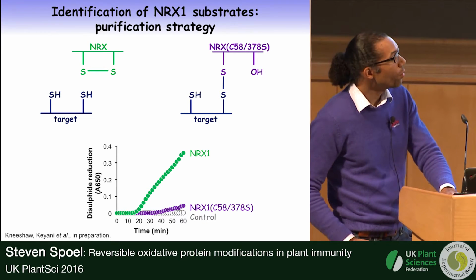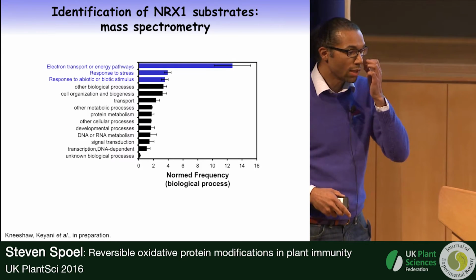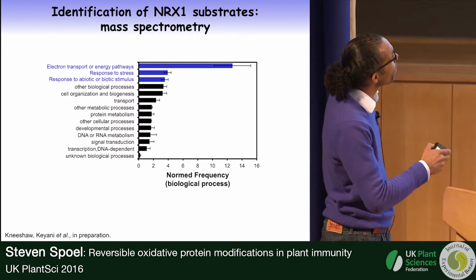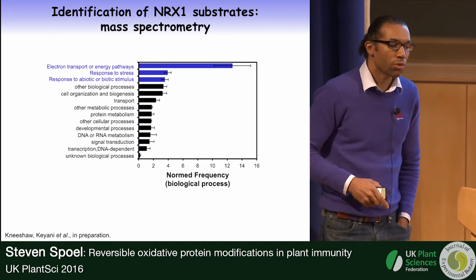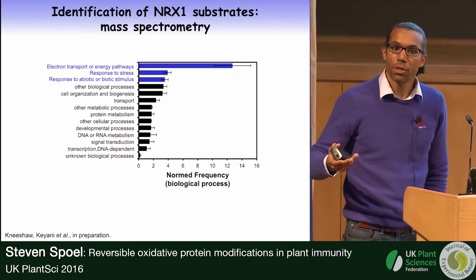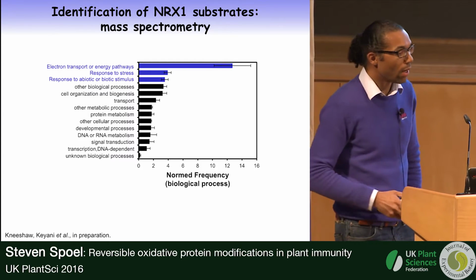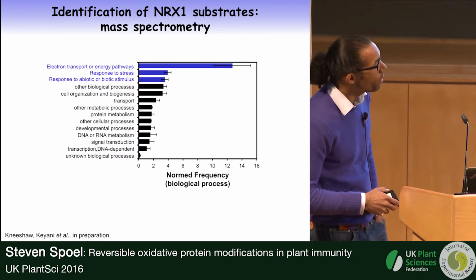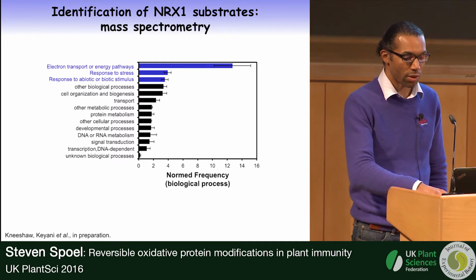And so we purified these substrates, submitted them to mass spec sequencing, and came up with the following list. We found that highly overrepresented amongst our targets were proteins that are involved in the electron transport and energy pathways. So this is, of course, very promising because these pathways are highly associated with reactive oxygen species. And further down the list, we also found responses to stress and abiotic stimuli, which was expected because our samples were derived from plants that were pathogen infected.